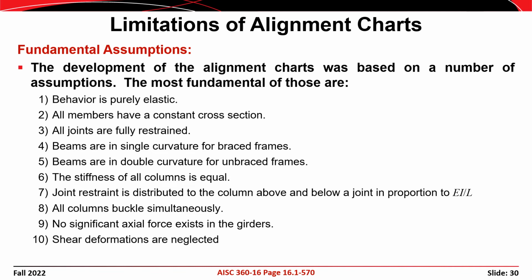Let's revisit the assumptions that went into the derivation of the alignment charts. We've just addressed the first assumption that the behavior of the column is purely elastic. The second assumption is that all members have a constant cross-section. That's a pretty good assumption for most steel frame building type construction, with the exception of light metal buildings where it's not uncommon to see tapered or non-prismatic members. The third assumption is that all joints are fully restrained. That means that there's a moment connection between the ends of every beam and every column. We briefly addressed this earlier in the slideshow, but this assumption is clearly violated with some regularity, so let's take a closer look at this now.